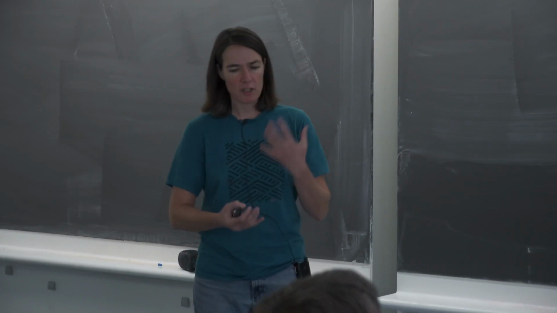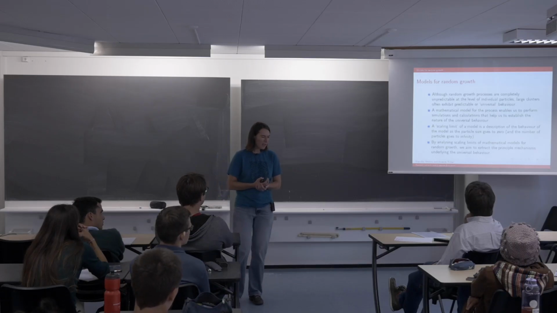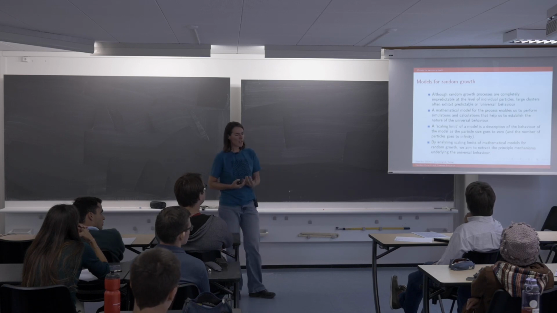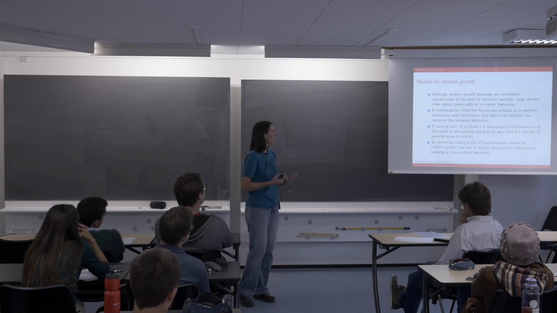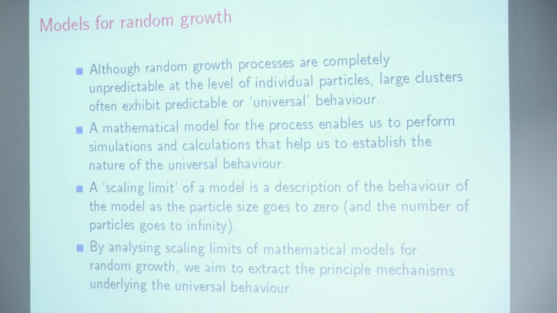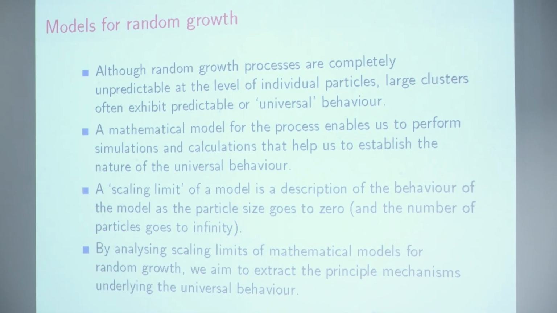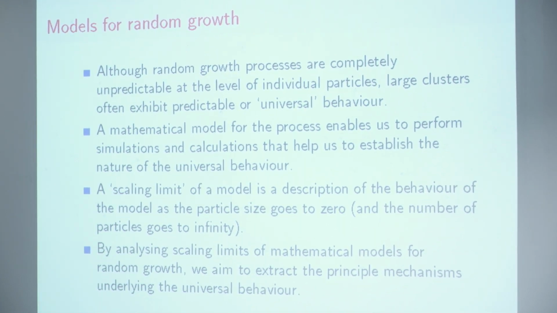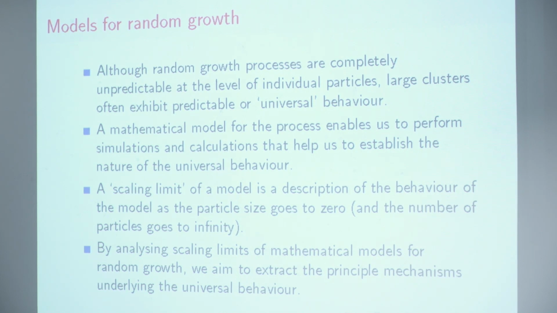So we've seen that random growth occurs a lot in nature, and it's clear that we want to be able to study this. So in order to be able to study it, we need some sort of mathematical models. And in particular, the kind of questions we want to answer with these mathematical models is what happens to the randomness.